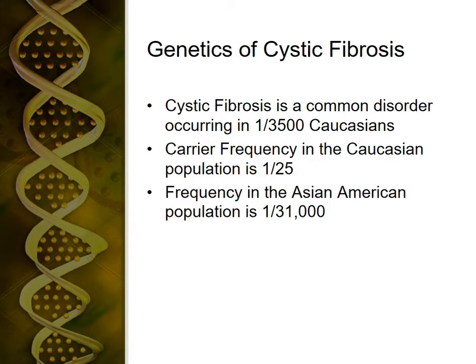The carrier frequency in the Caucasian population is 1 in 25. In contrast, the frequency of having cystic fibrosis in the Asian American population is 1 in 31,000.